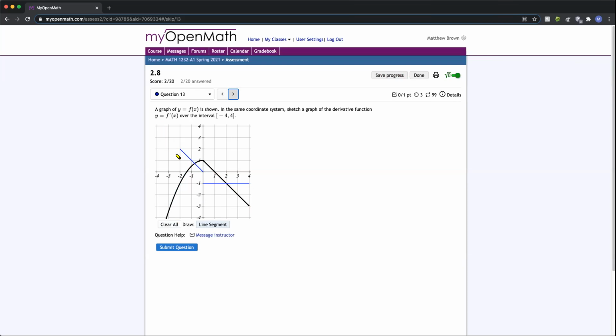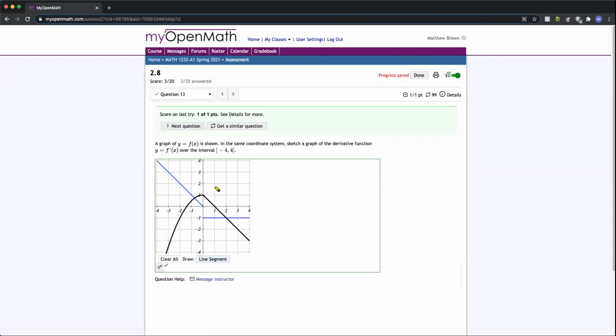Now notice on this, I didn't extend this out. If you accidentally don't extend it out, we're supposed to do the entire interval from -4 to +4. You can come back to your graph and just pull it out to the edge, hit submit, get full credit, and move on to that next one. All right, good luck on it.